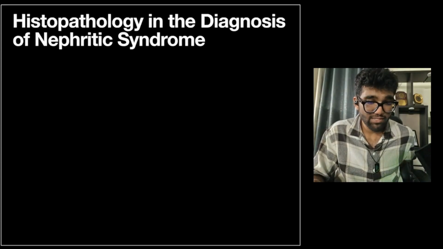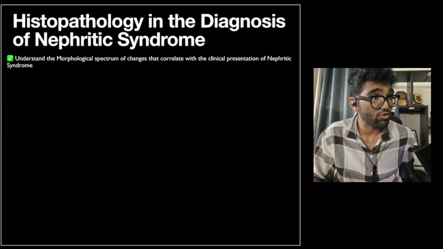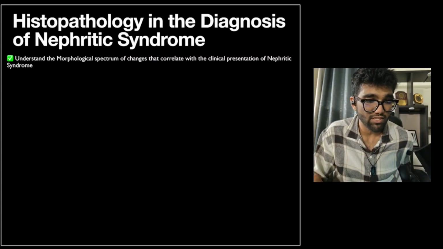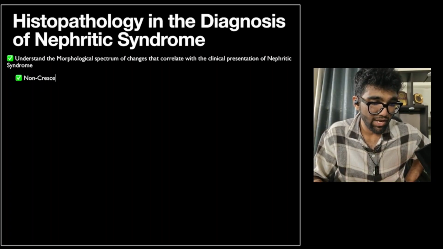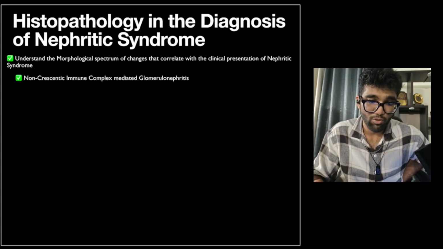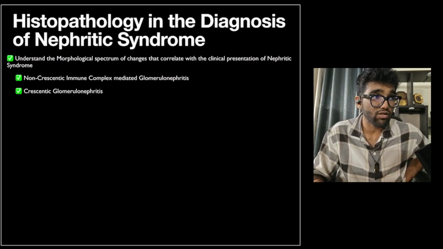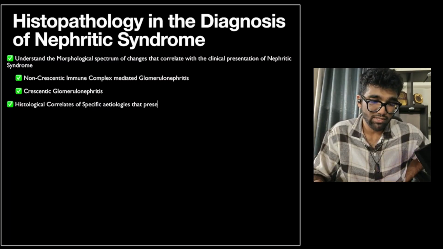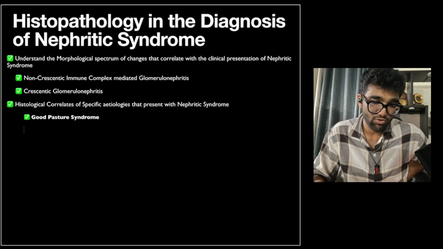hemolytic anemia. Now, before we end, we'll just summarize everything that we've discussed. First is the morphological spectrum of changes that correlate with the clinical presentation of nephritic syndrome. We discussed how non-crescentic immune complex mediated glomerulonephritis looks under the microscope, and we discussed crescentic, both immune and non-immune complex mediated glomerulonephritis. Then we discussed the histological correlates of specific etiologies that present with nephritic syndrome. That was in your first discussion: Goodpasture syndrome, your IgA nephropathy, and your infection-associated GN.